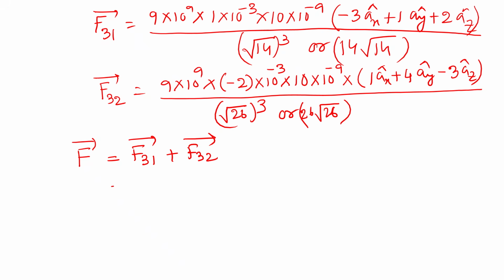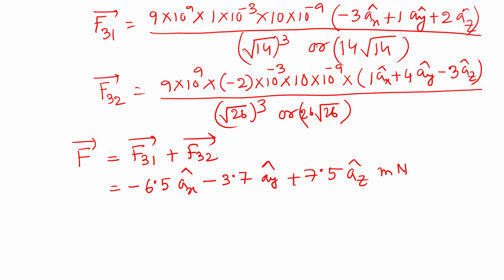So after adding both these quantities, we will get the final answer as minus 6.5 ax cap. Some students may get the final value as minus 6.4 or minus 6.3, depending on how many places they have considered after the decimal point. This much variation is acceptable. So minus 6.5 ax cap, minus 3.7 ay cap, and then plus 7.5 az cap millinewton. This will be your final value of force.